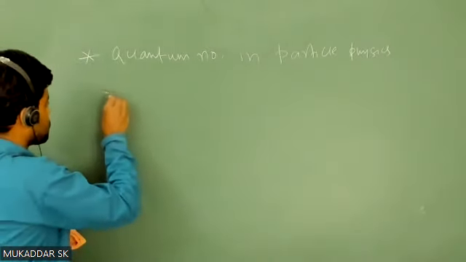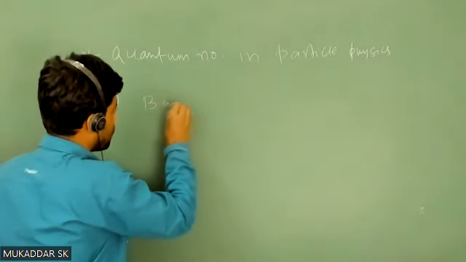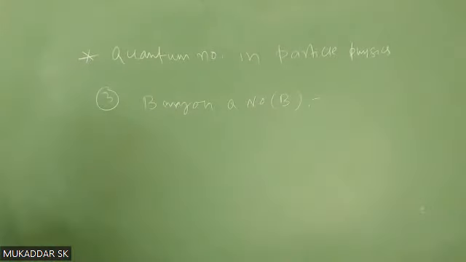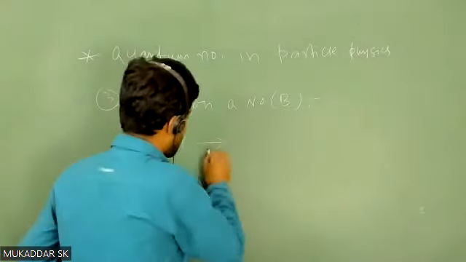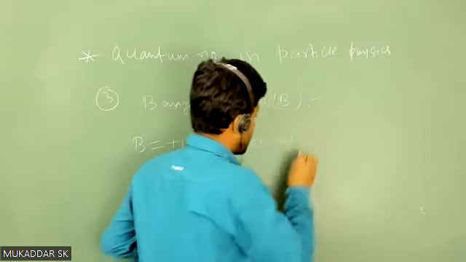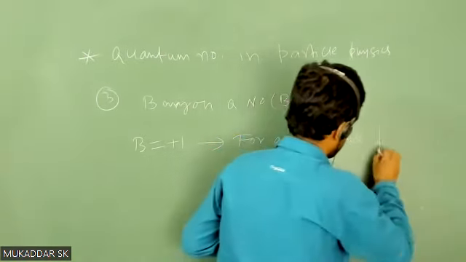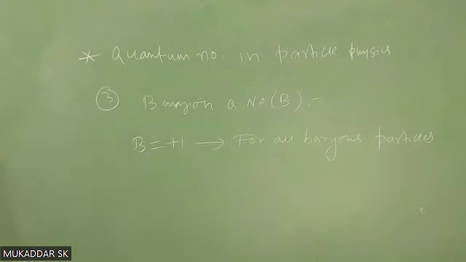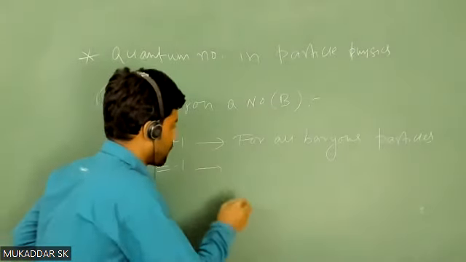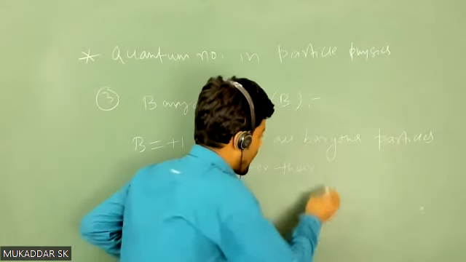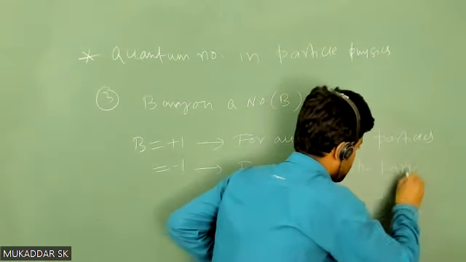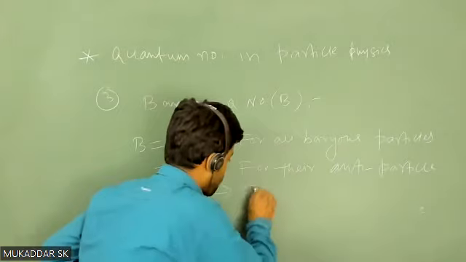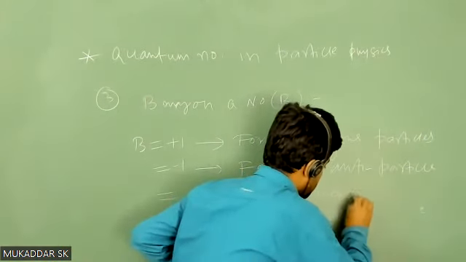Next is your baryon quantum number. Baryon quantum number denoted by B. Again, baryon quantum number is plus one for all baryon particles, है ना? जितना सारे baryon particles देखे हो आप, सारे के लिए baryon नंबर प्लस ऑन है। It is minus one for their antiparticle, and it is of course 0 for all other particles.